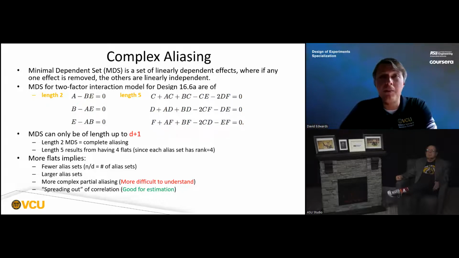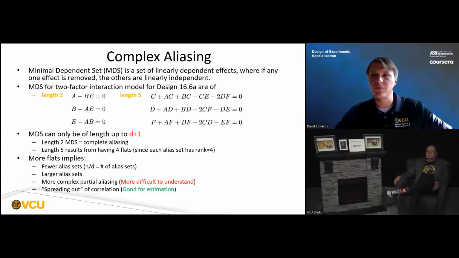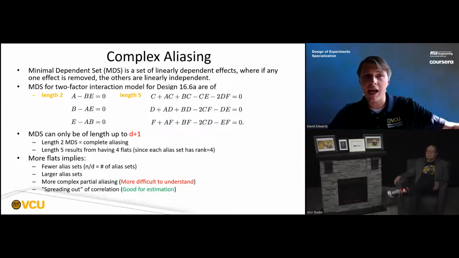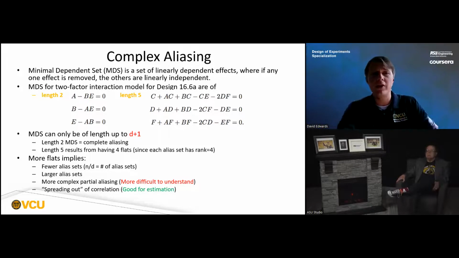So here's a tiny look at some of the complex aliasing that you might have to encounter with a non-regular design. What I call a dependent set is a set of effects where if you remove one effect from that set, everything else becomes linearly independent. So if I had a minimal dependent set for the 2-factor interaction model for that first design on the left, some of them were of size 2. So something like A is equal to BE or B is equal to AE. I have some length 2 dependencies there. I also have some length 5 dependencies. Those are a little bit harder to understand. Length 2 is easy to understand. Again, to relate everything back to the regular designs, they typically only have these length 2 dependencies where you've got this full confounding of effects, whereas things are much more difficult to understand, like the length 5 ones. It's harder to detangle what's going on there.